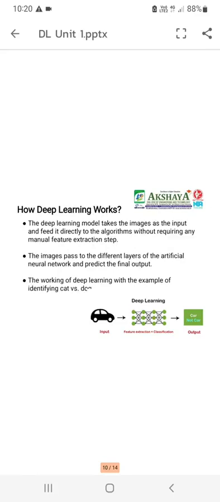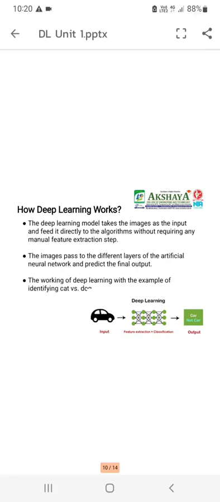And how deep learning works is, it takes the image as an input and feeds it directly to the algorithms without requiring any manual feature extraction. Okay, the images are passed to different layers of the artificial neural networks, which predict the final output. For example, in this diagram you have your deep learning model, the input is given and the output is obtained. The input is given as an image, say a car. Okay, the result would be either it's a car or not a car.